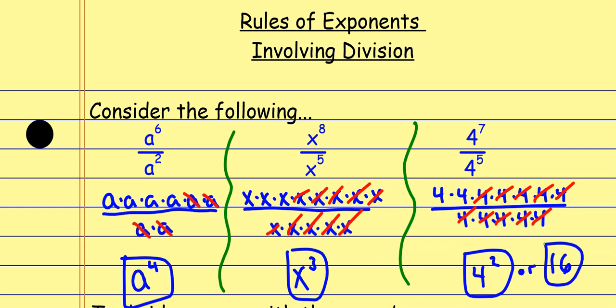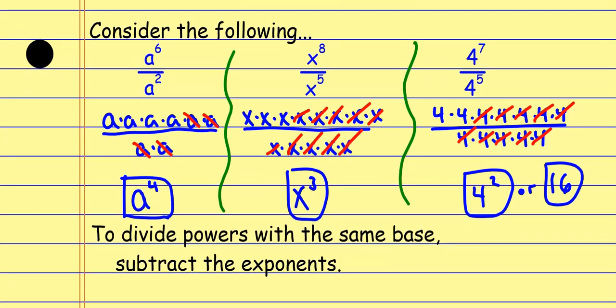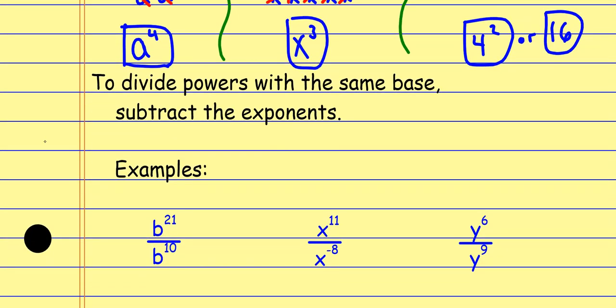So hopefully you're looking at this going, okay, I see the shortcut, Mr. Jansen. Instead of writing those out and canceling, I can just subtract those exponents. Like in the first one, 6 minus 2 is 4. The next one, 8 minus 5 is 3. And the last one, 7 minus 5 is 2. All right? So the rule when we're dividing is we can subtract the exponents. And once again, just like all of our other rules, we have to have the same base. I can't do this if one is an x and one is a y. So when I'm dividing, I subtract the exponents.